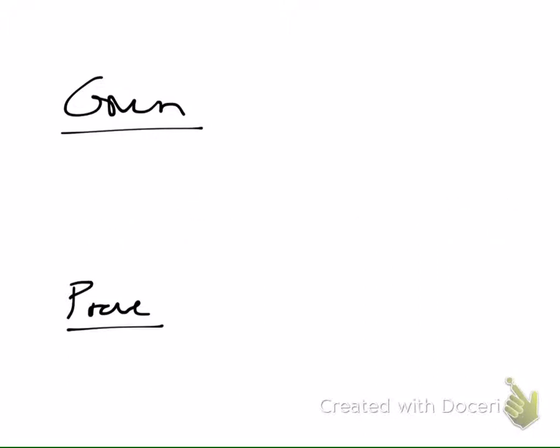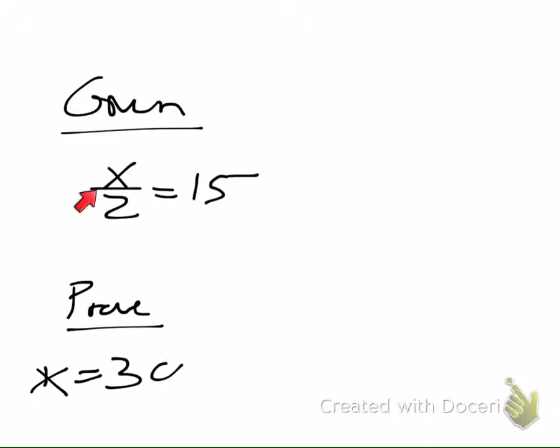Okay? And then, of course, we had the same thing for multiplication. If you had something like this, prove that x equals 30, you would get rid of the division by 2. You would multiply both sides by 2 to prove x equals 30. That would be the multiplication property.